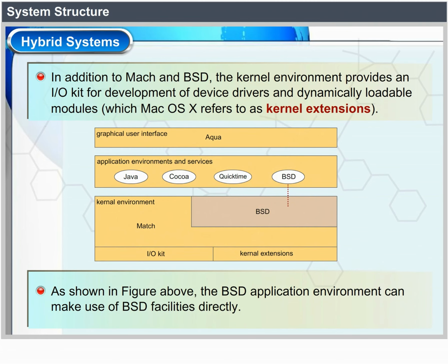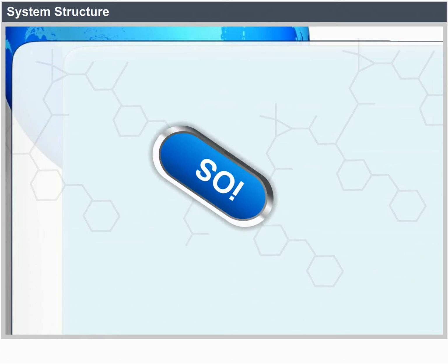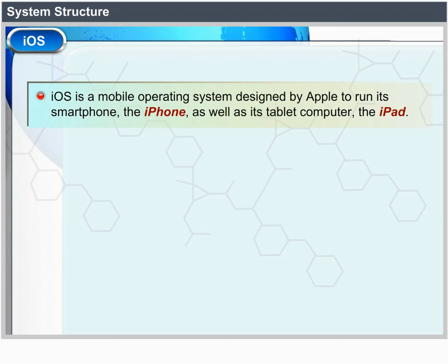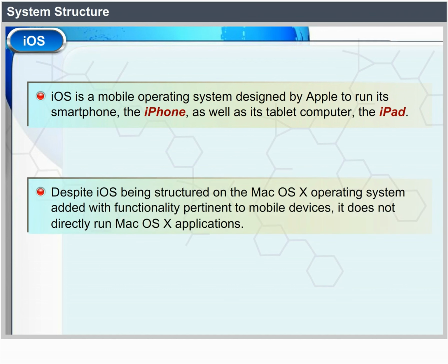iOS. iOS is a mobile operating system designed by Apple to run its smartphone, the iPhone, as well as its tablet computer, the iPad. iOS is structured on the Mac OS X operating system, which added functionality pertinent to the mobile devices but does not directly run Mac OS X applications. The structure of iOS appears in the figure below.